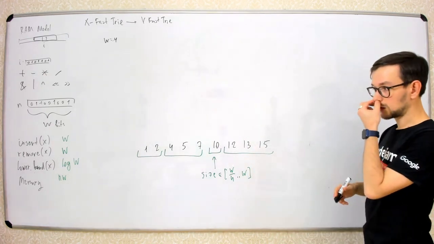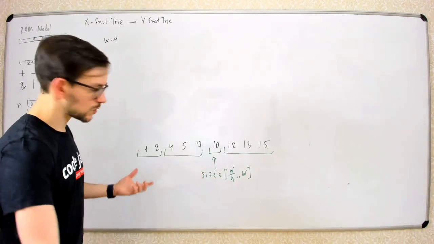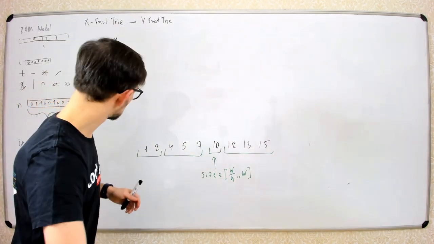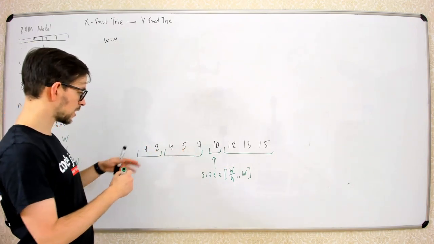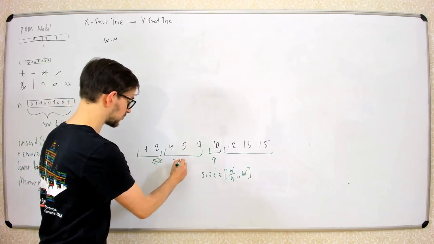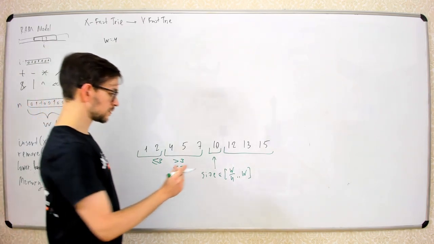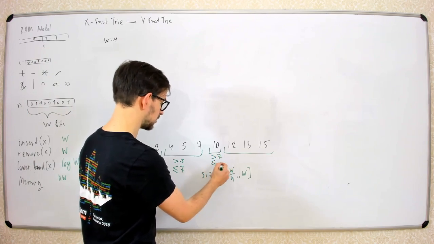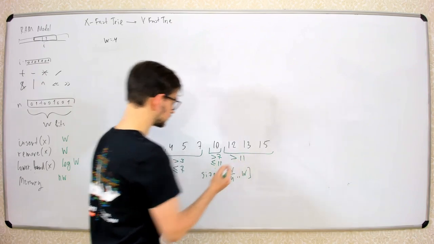How to do it? Basically, when we split all elements into groups, all these elements are less than these elements. So let's say these elements are less than, let's say, 3. These elements are greater than 3 but less or equal than 7. Elements here are greater than 7 but less or equal than 11, for example. And these elements are greater than 11.